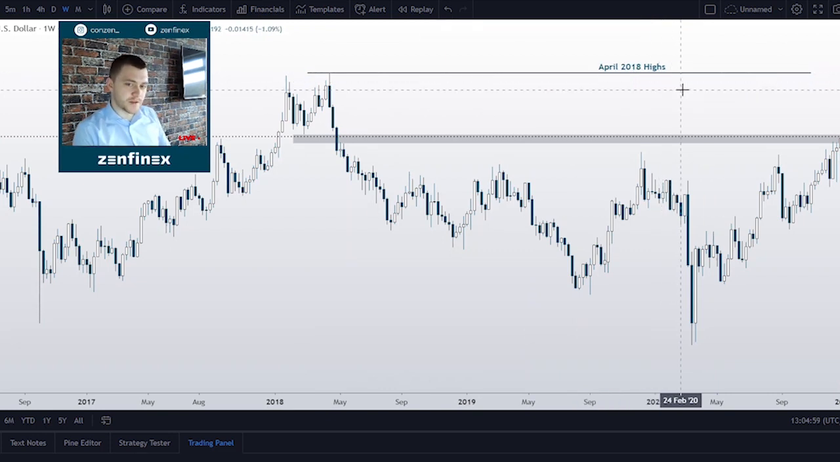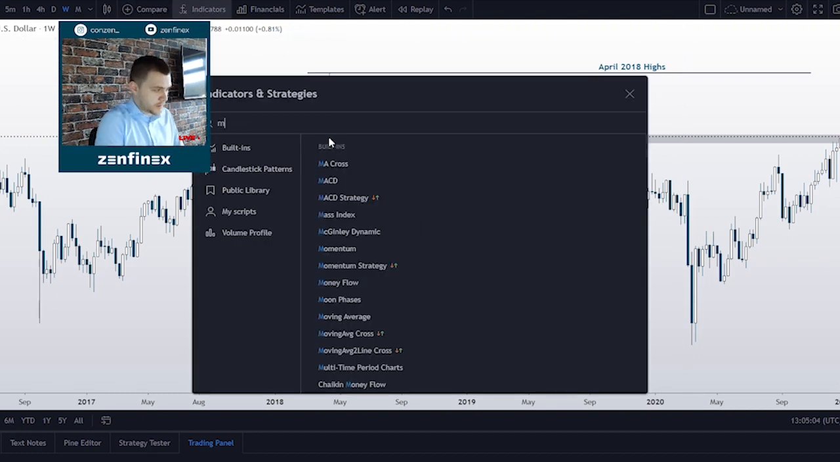I know some people like to use the moving average indicator, and I don't mind doing it, so I'm going to put it in there for you.